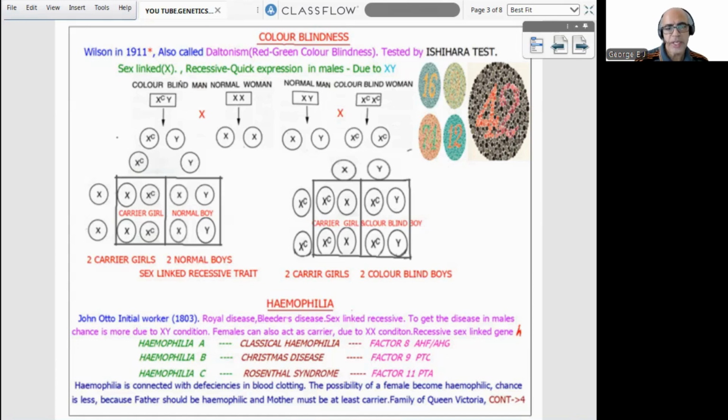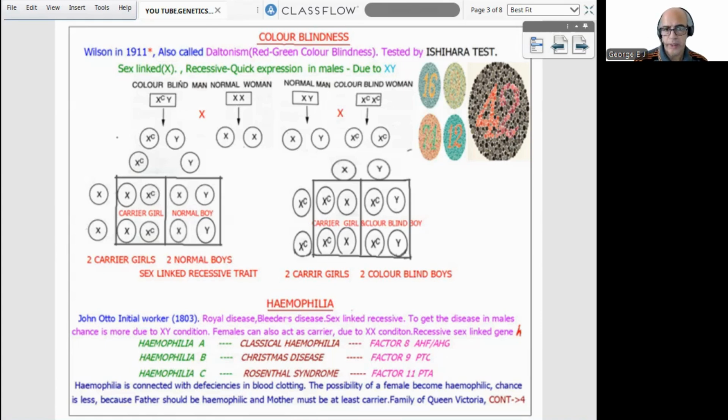Now colorblindness is sex-linked, X chromosome, recessive, and since it is X-connected, there is quick expression in males because males have only one X. Now a cross is shown, colorblind man, normal woman. From the colorblind man, 2 types of gamete. The normal woman gives only 1 type. Combining, you will get this checkerboard. You can find no girls or females will have the disease. They are carriers. Males all will be normal.